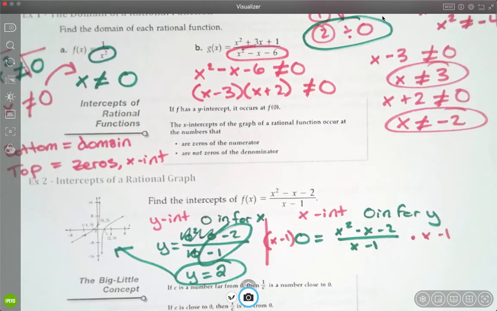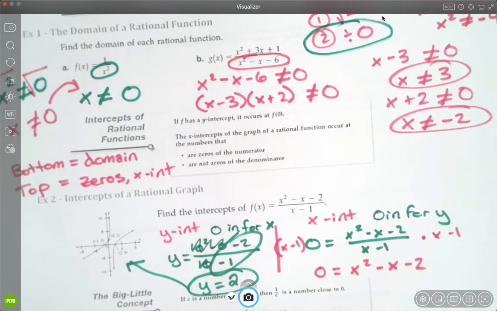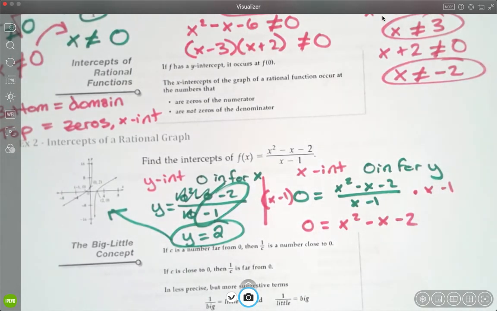The bottom goes away. Okay, that's why we don't care about the bottom for finding the intercepts, because in all cases, the bottom is going to cancel out when you multiply to the other side, because then you have 0 times the bottom, which is just 0, right? So really, the top is all that we're concerned about with finding the zeros, okay? If you want to skip that step, you sure can.